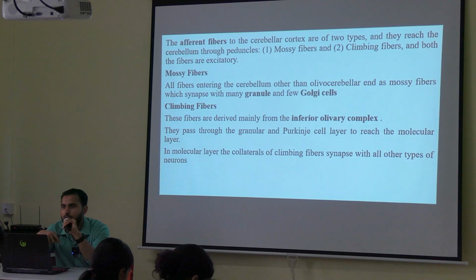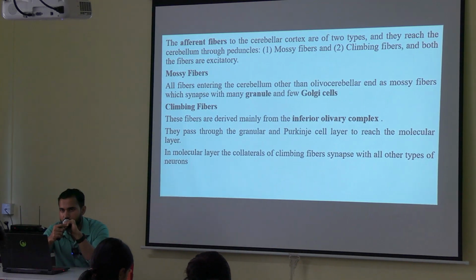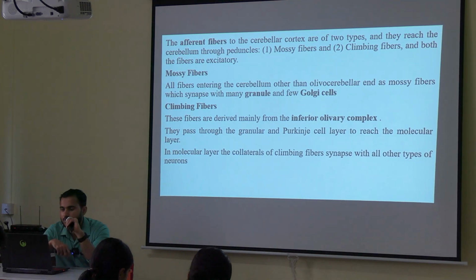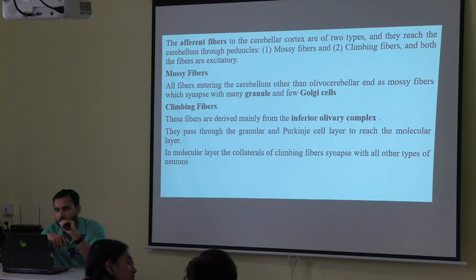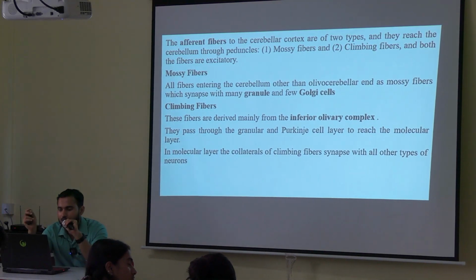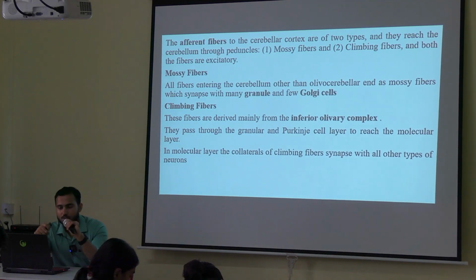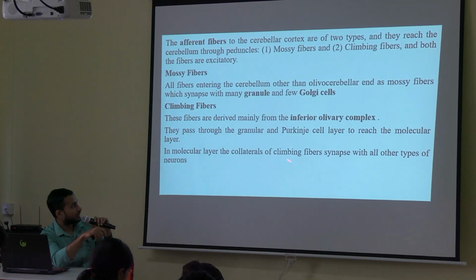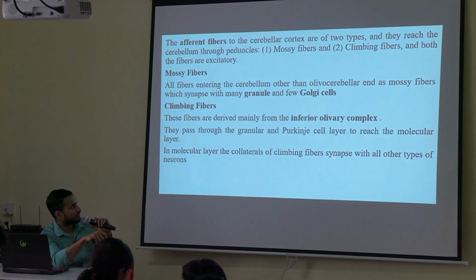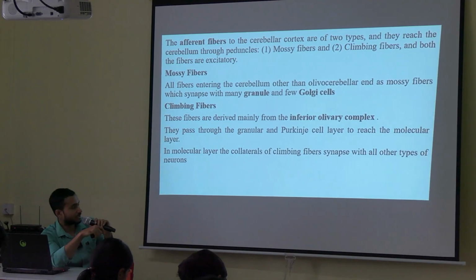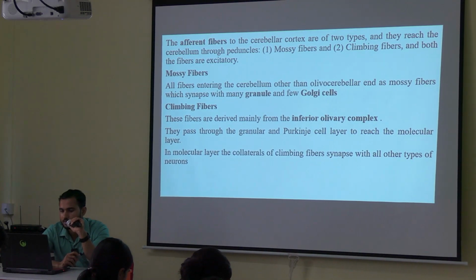Climbing fibers are the fibers which are coming from the inferior olivary nuclear complex. Okay, what they will do, they will pass through the granular layer. They will reach the molecular layer, along with the collaterals of the climbing fibers, and then synapse with all other types of cells which are present. That is the climbing fibers.